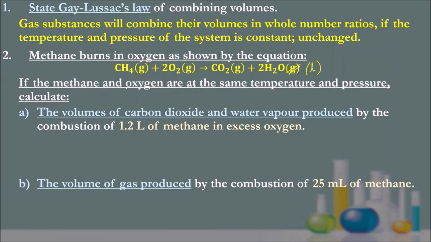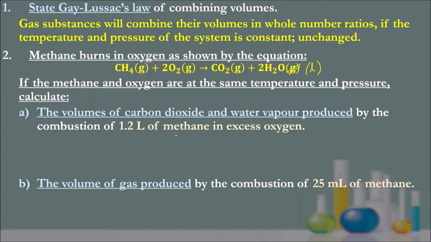If we have methane and oxygen at the same temperature and pressure, again, this is just how the ideal gas laws work. The volume of carbon dioxide and water vapor produced by the combustion of 1.2 liters of methane in excess oxygen. So how much carbon dioxide and water do we get?